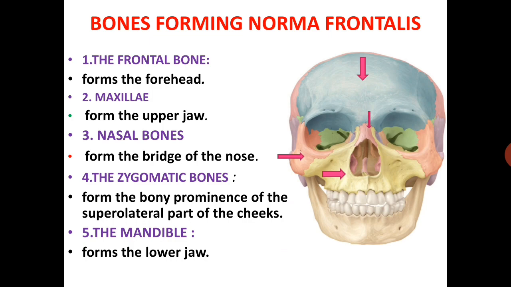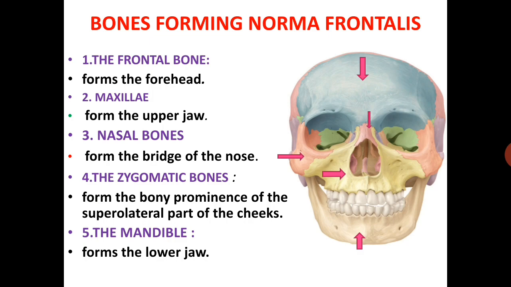Next are the zygomatic bones. The zygomatic bones form the prominence of the cheeks. The zygomaticofacial foramen is seen on this surface. Next is the mandible. It forms the lower jaw. The upper border lodges the lower teeth, whereas the upper teeth are lodged by the maxilla.